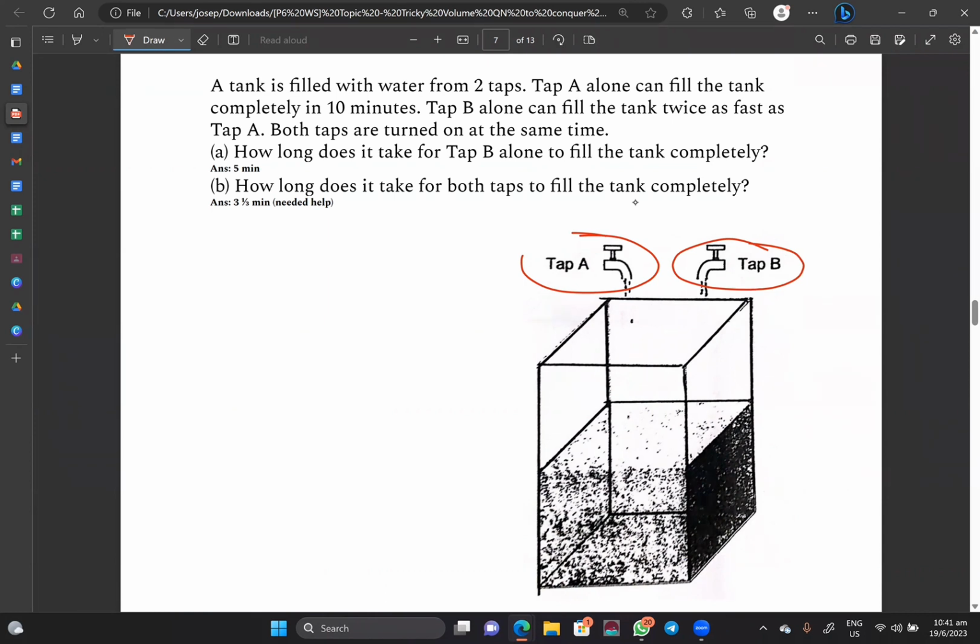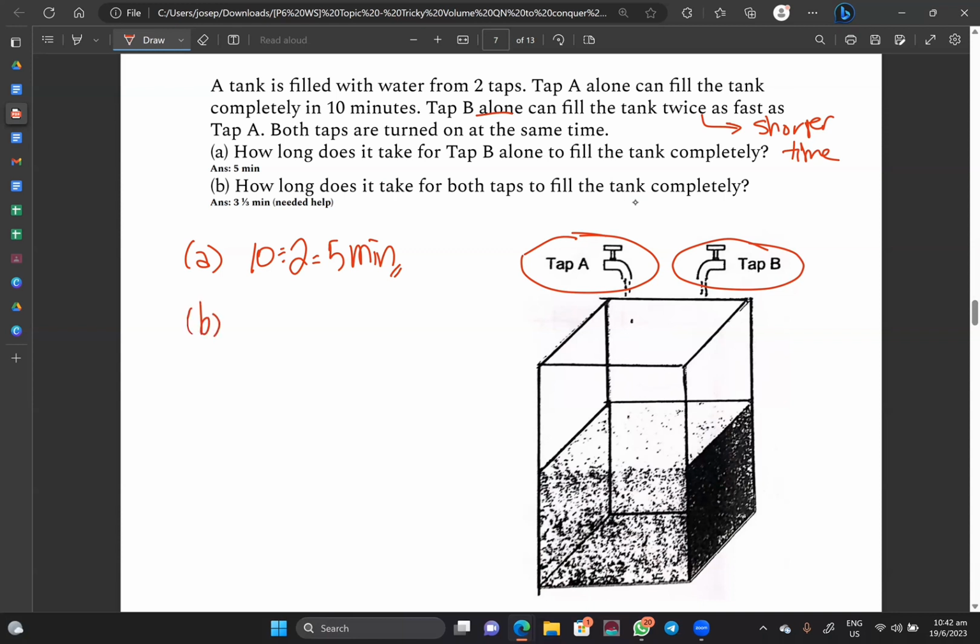Now tap A alone, if I just use tap A, I can fill the tank completely in 10 minutes. And tap B alone, if I just use tap B, I can fill the tank twice as fast, which means I will need a shorter time. So twice as fast explains why I will have to do 10 divided by 2 to find out that tap B will just need 5 minutes to fill the tank completely. So that is the first answer.